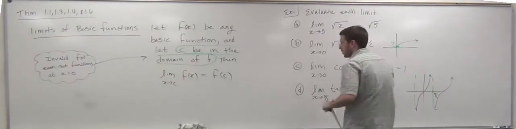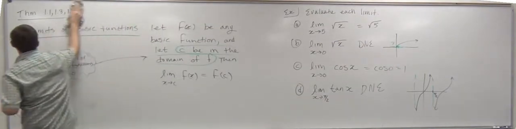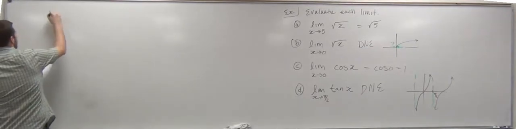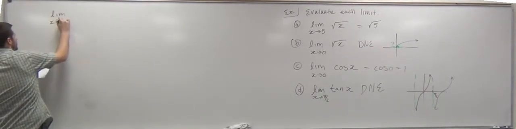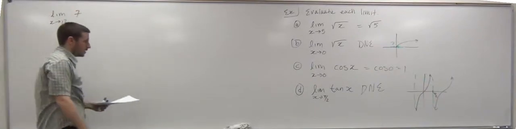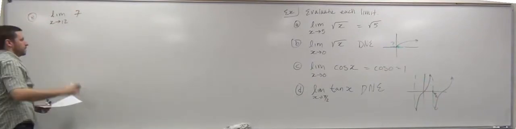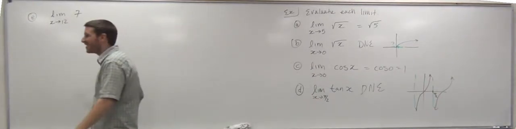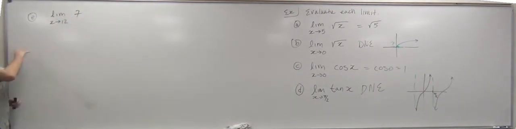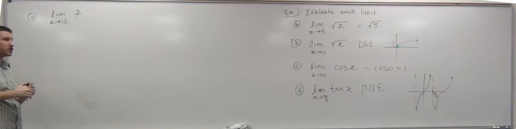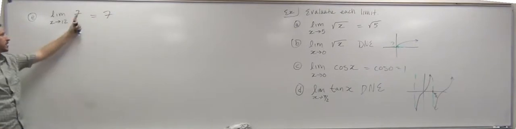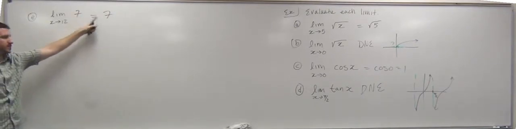What about, ooh, this one always messes people up. Limit as x goes to 12 of 7. Seven. This is a constant function. This is a constant polynomial, horizontal line. Y equals 7. So no matter what x is going to, this is going to go to 7. Whenever you have a constant here and a limit, that's the result.